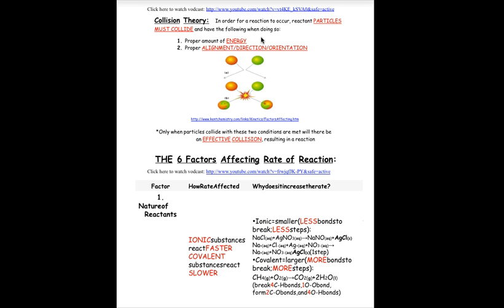Covalent bonds are stronger than ionic bonds. So in general, if you have reactants that are covalent or molecular, those reactions are generally going to be slower than reactions that contain ionic reactants. Just because covalent bonds are stronger, it takes more energy for them to react, so those are generally going to be slower reactions. And it gives you a couple down here. Ionic is less bonds to break, so there's less steps. Generally, covalent molecules are larger, which means there are more bonds to break. There are going to be more steps. It's going to be a slower reaction. So in general, ionic substances react faster than covalent substances.